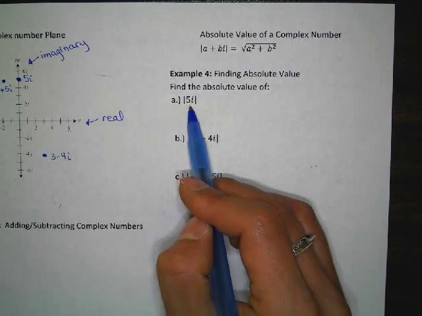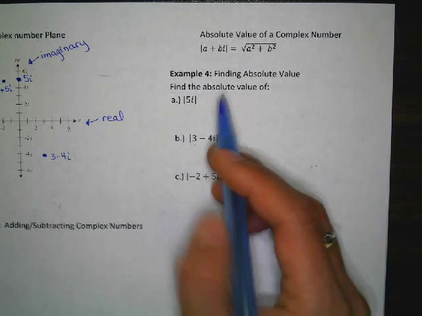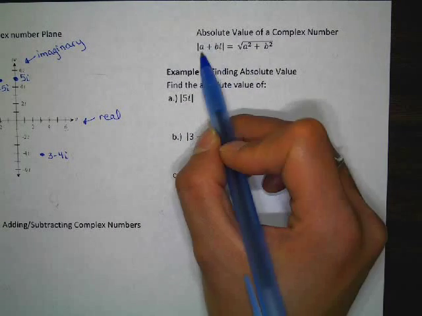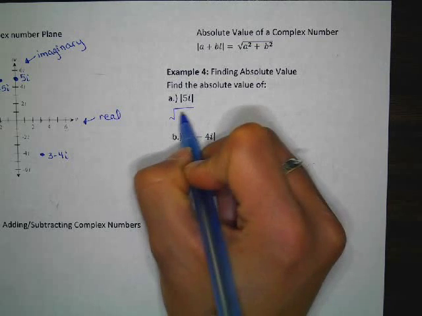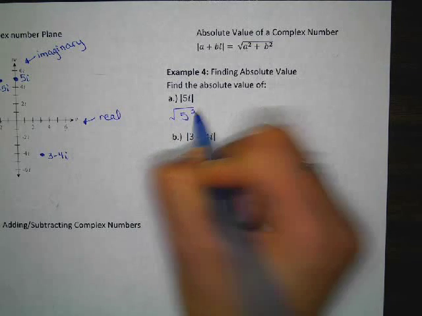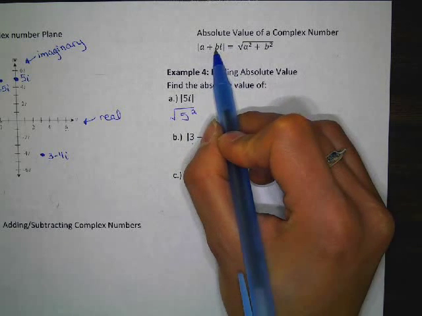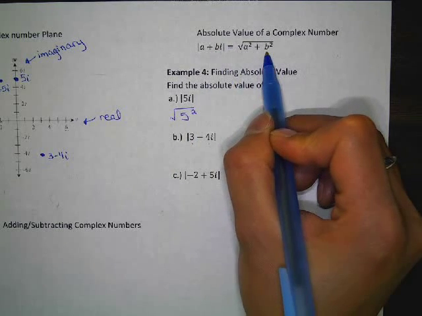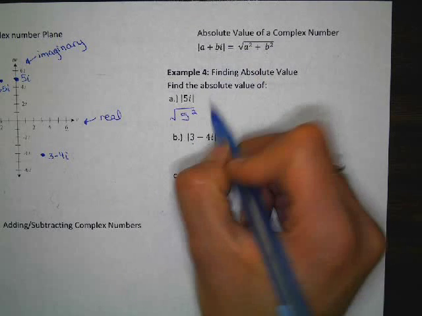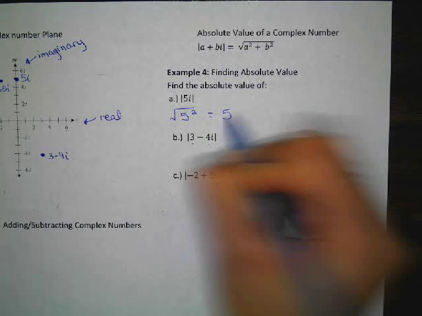So in this example, we want to find the absolute value of 5i. Well, there's no a part of it, so we'll just take the square root of 5 squared. Notice it's a positive 5, because originally it's a positive here, so it's a positive here. Well, the square root of 5 squared is 5.